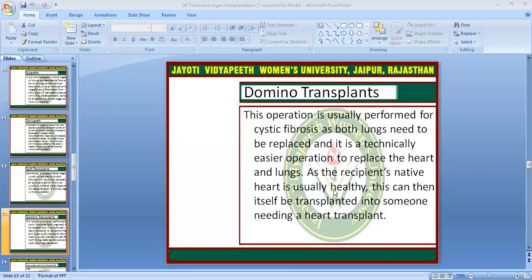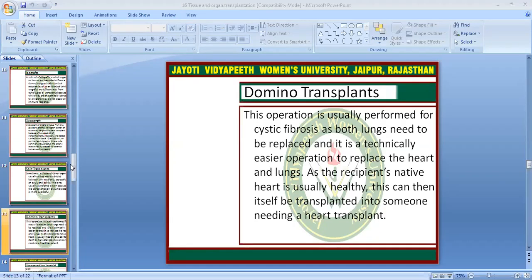Today's topic is tissue and organ transplantation. In our previous lecture, I told you about different kinds of plant transplantation, different types of transplantation, and different types of grafts like isografts, xenografts, and split transplantation. Today I will tell you about the remaining transplantation, like domino transplants.